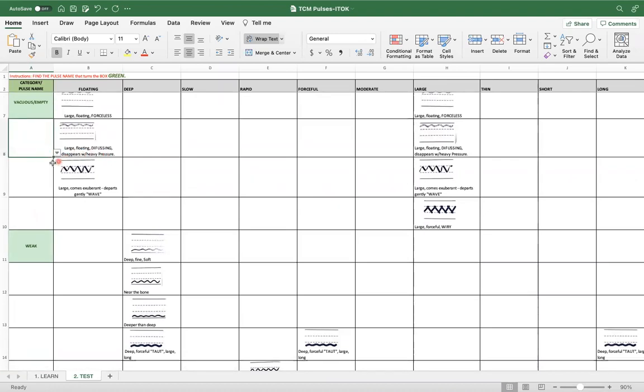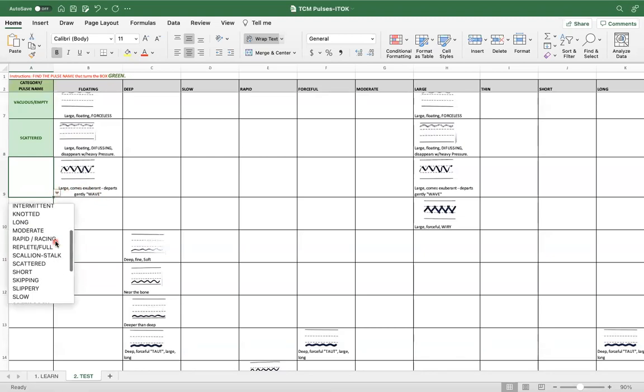Large, floating, diffusing, disappears with heavy pressure. So this is a scattered pulse. Large, comes exuberant, departs gently like a wave. So we remember this one as a surging pulse because it surges like a wave.